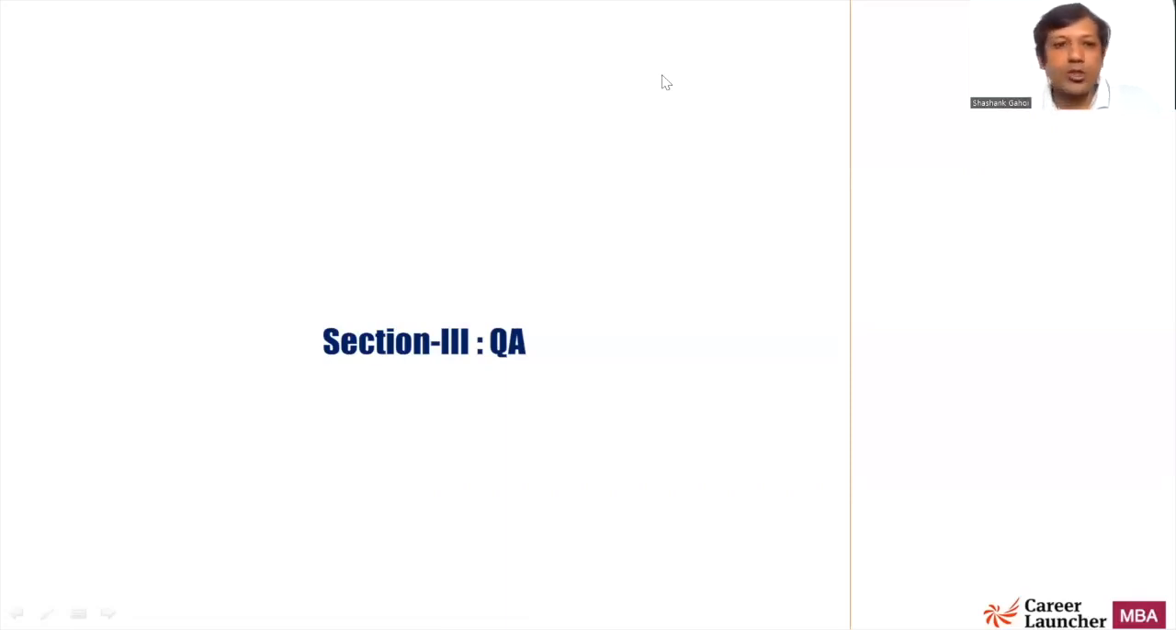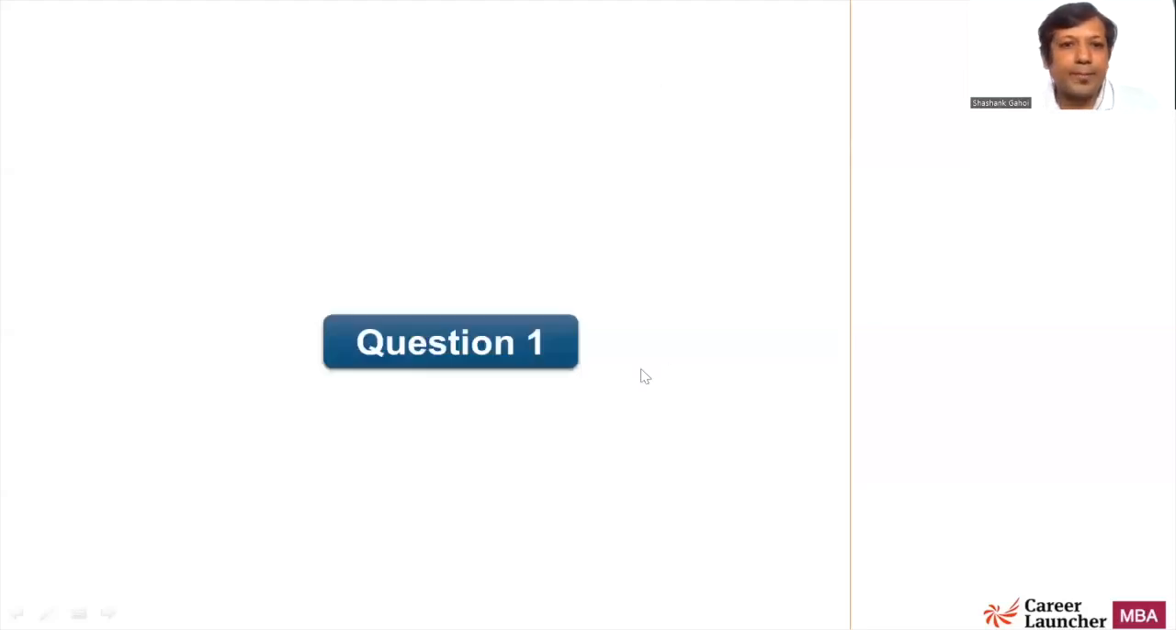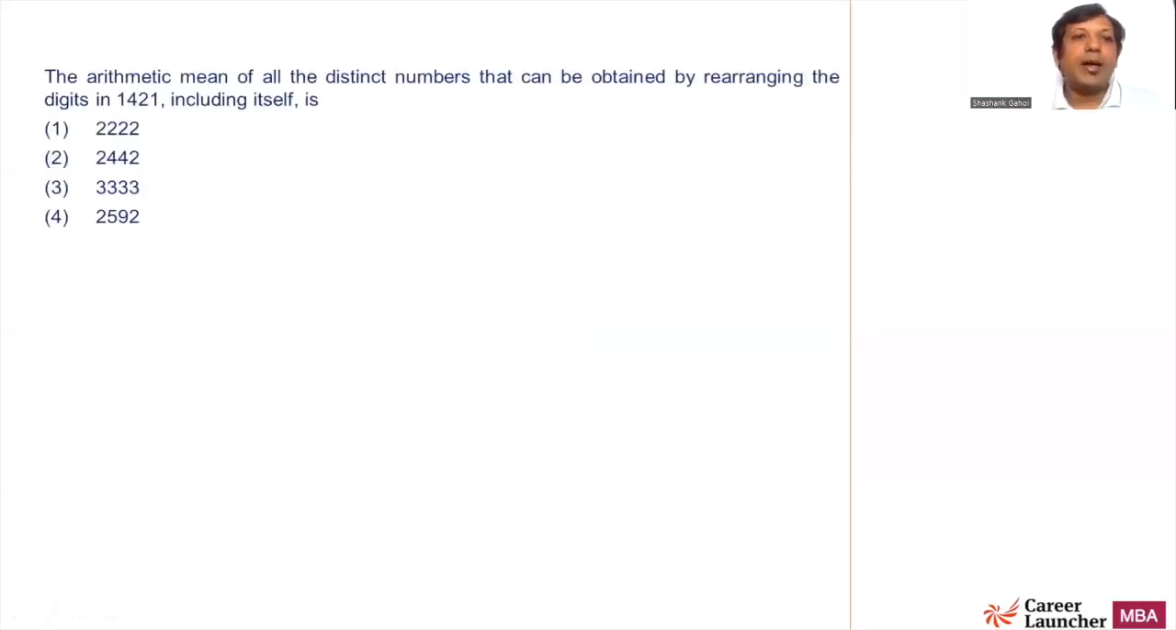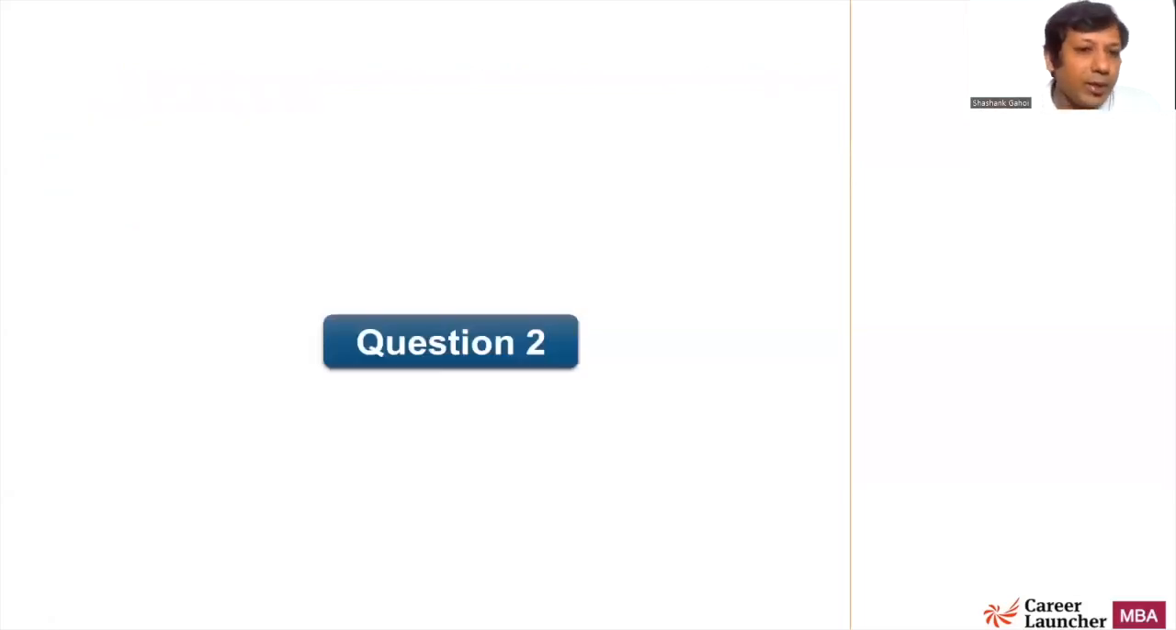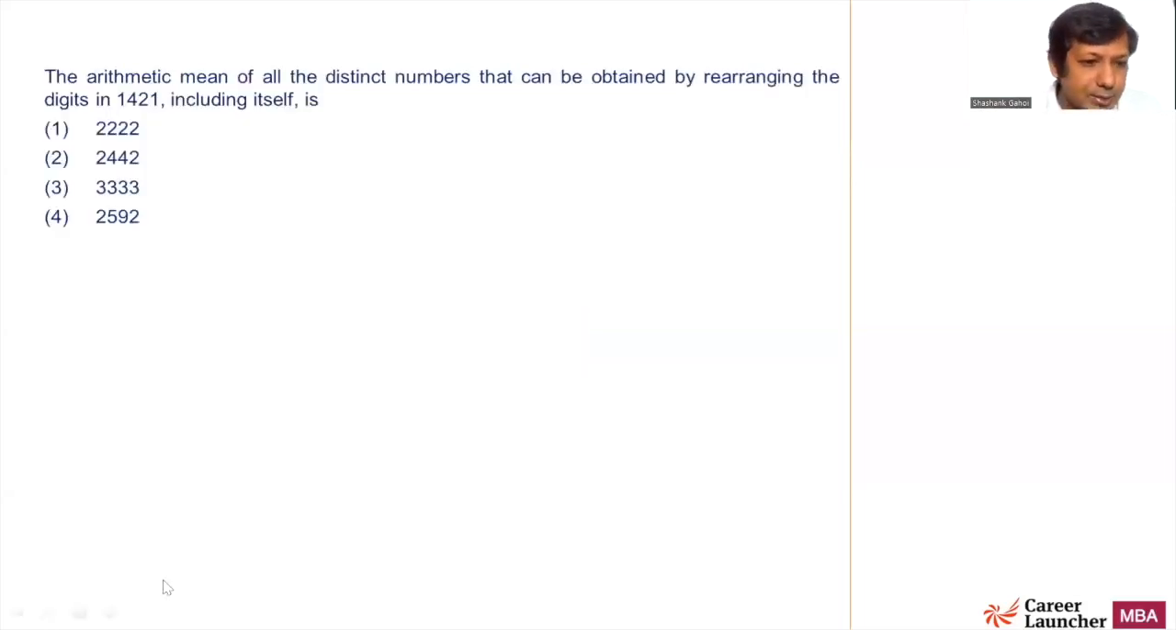Okay, now let's start. Question number 1. The question is saying: arithmetic mean of all distinct numbers that can be obtained by rearranging the digits in 1421 itself, including itself. So how are we going to get this?